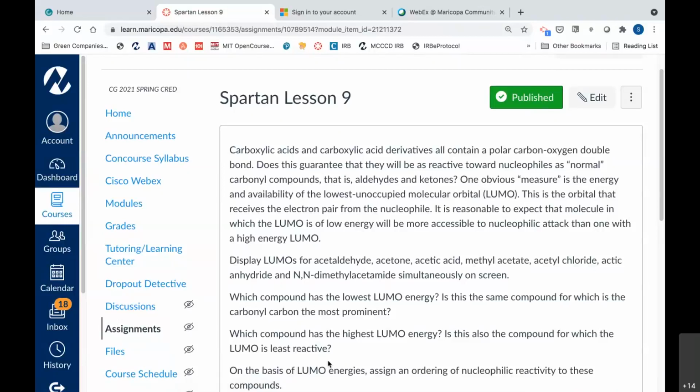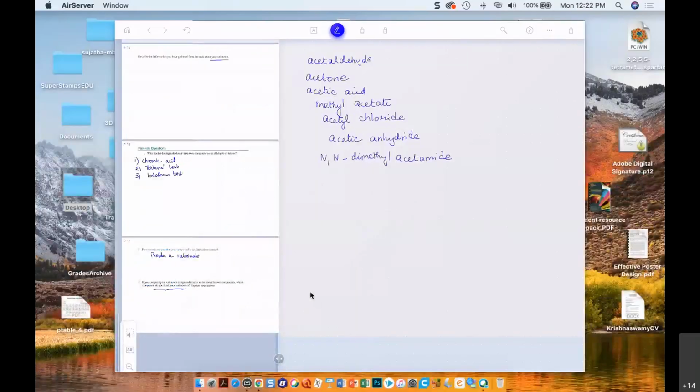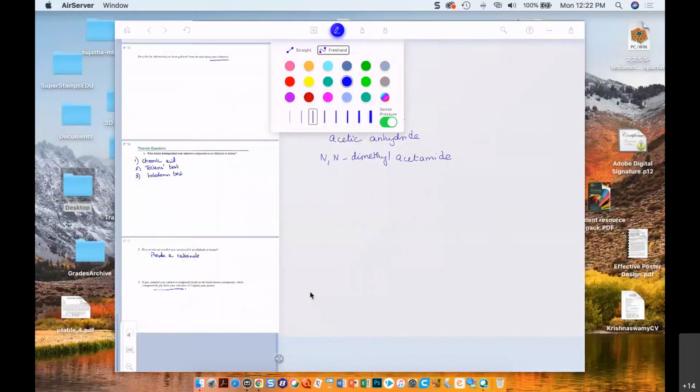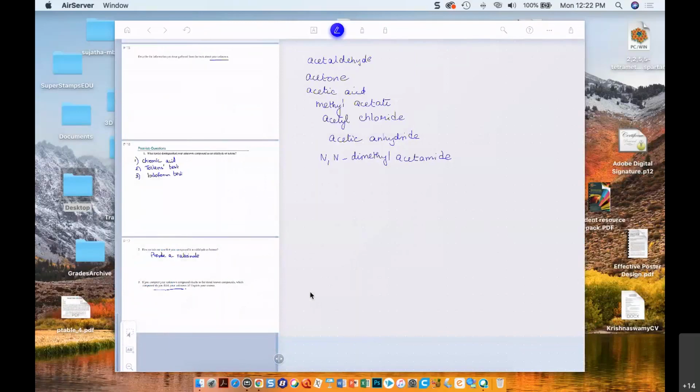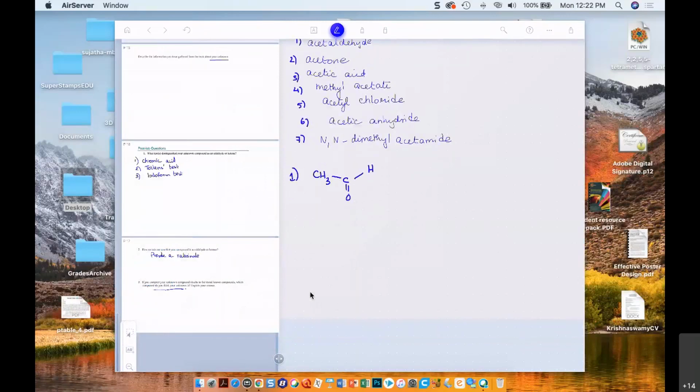The first thing I would like you to do is get the structures of these compounds. So I have these written here. Let me go ahead and we will work on the structures. So acetaldehyde, we will start. I'll just give them some numbers here so you can relate to the legend. The first one, acetaldehyde, is a common name, so you may want to write down the structure. That's acetaldehyde. Acetone is a pretty common chemical.